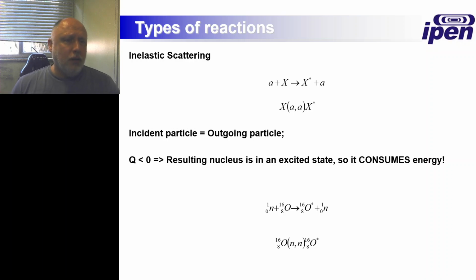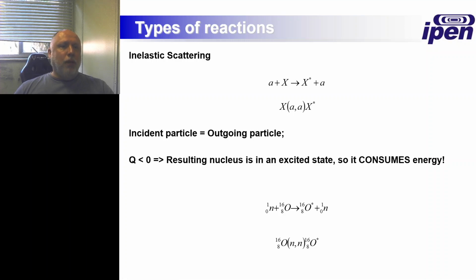Now, there's also inelastic scattering. What is inelastic scattering? You have a particle that is incident on a nucleus, it will leave the nucleus in an excited state, and you have an identical particle leaving with another energy. So this is written like this. You had X, you had particle A coming in, a particle A coming out, but X was left in an excited state. The incident particle is equal to the outgoing particle, meaning it's a scattering. The particle is just scattered by the nucleus, but now the nucleus is left in an excited state.